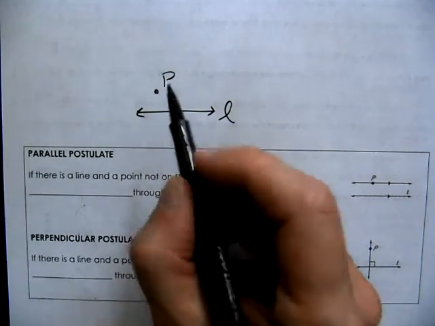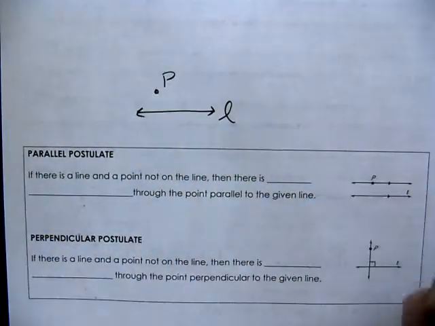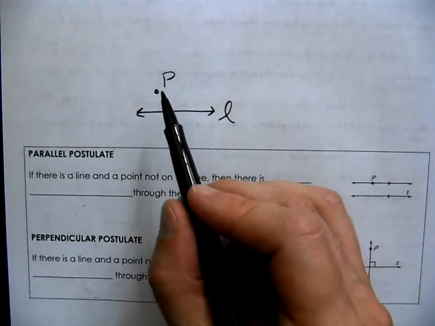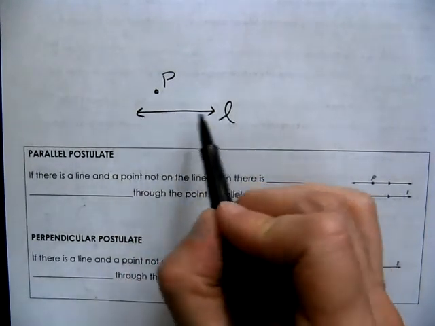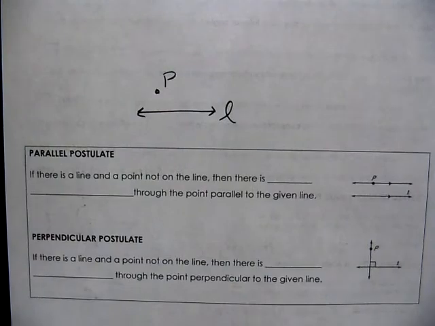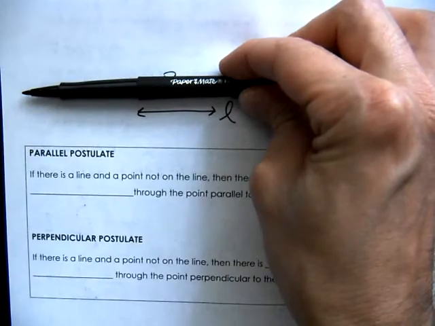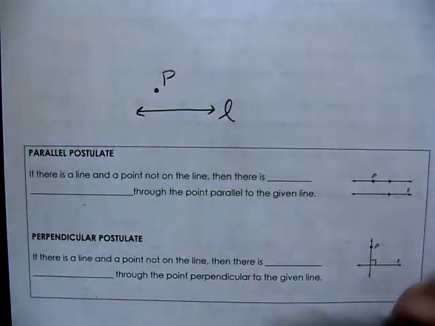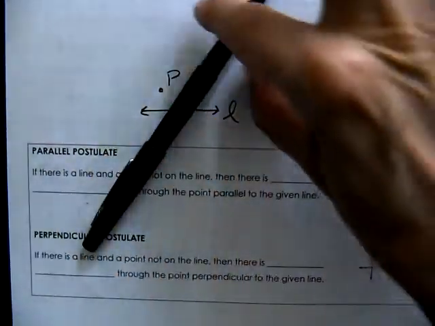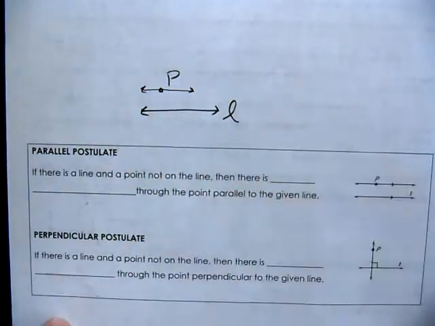Well, at this point we could draw it anyway. We could draw it here, we could draw it here, right? We could draw lots of lines through point P. But I want you to draw a line through point P that is parallel to the original line. And the question is, how many could you draw? Meaning, how many unique lines could you draw that go through a point not on the line that will be parallel to the line? And while there's an infinite number of potential lines that could be drawn through point P, only one of them will be parallel.